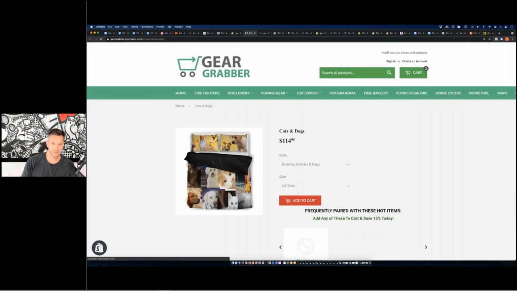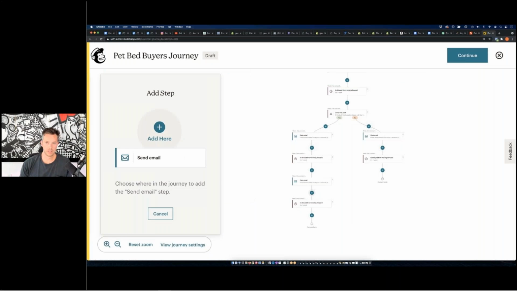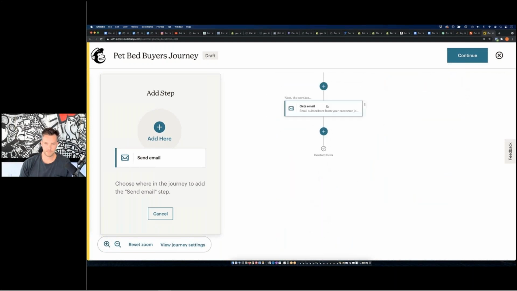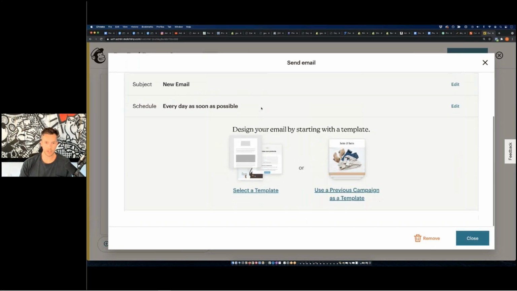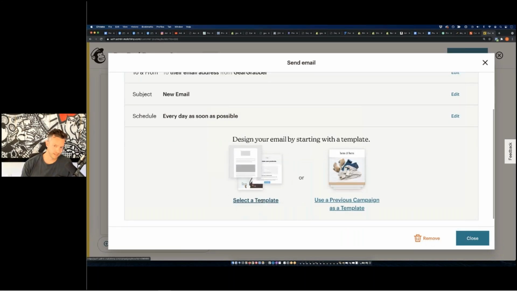We can change the price on it if we want to, but the point is now we have a product. We can copy this URL, come over here to our pet buyer's journey, and we can say we want to add in an email here. All right, so now if we want to write an email, we can write an email right here, put in the subject line, like, whatever, dog lovers bed set on sale. And then we can just put in a picture of it by selecting a template.